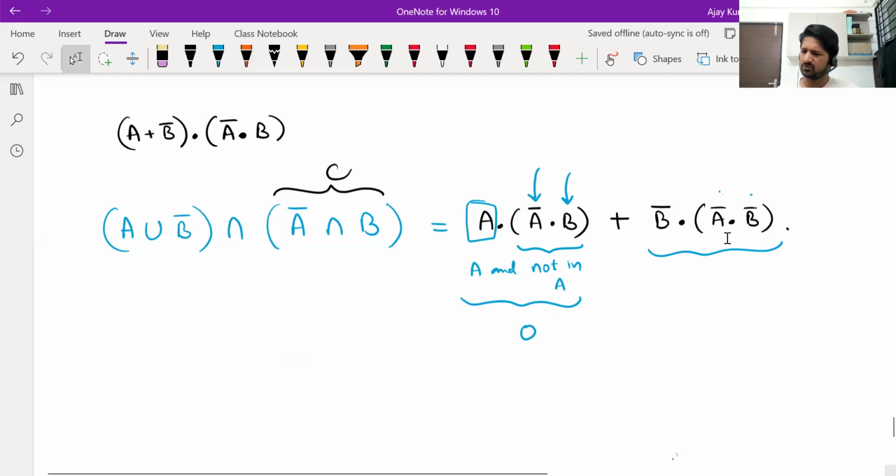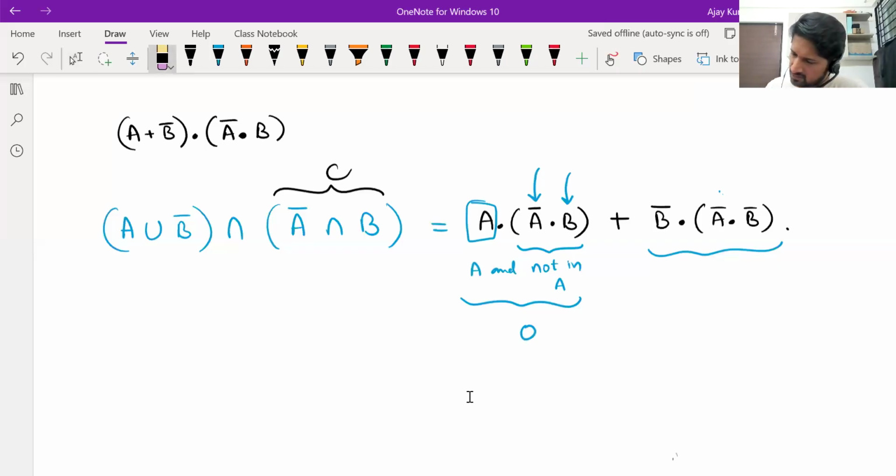Try to calculate the output of the second one. The second operation is written wrong here. C is A bar dot B only, no? Why did I take B bar there? It should be A bar dot B. Okay, now I think it is easy to answer.